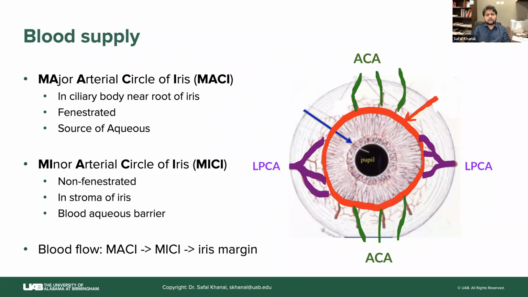And these circles are often formed by the anastomosis of long posterior ciliary arteries, which are branches of ophthalmic arteries, and then the anterior ciliary arteries, which are branches of muscular arteries of ophthalmic arteries. So they come forward in the anterior part, they anastomose, and then form these circles in the ciliary body and then the iris.